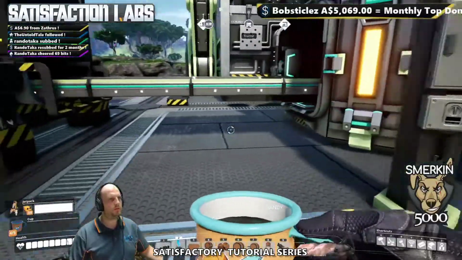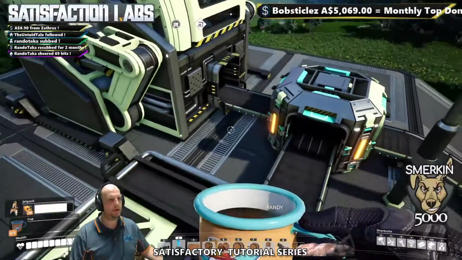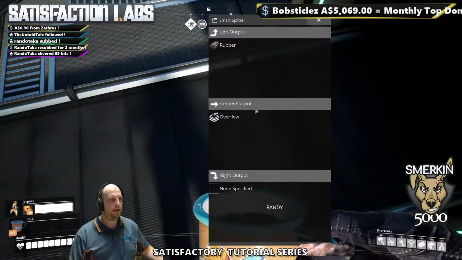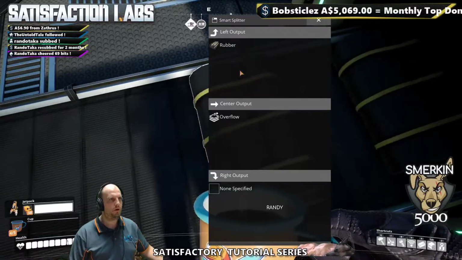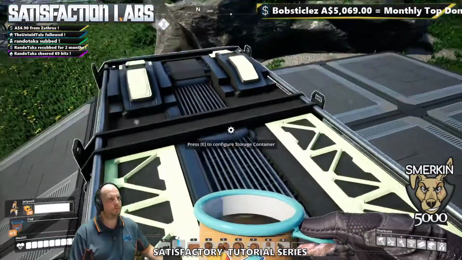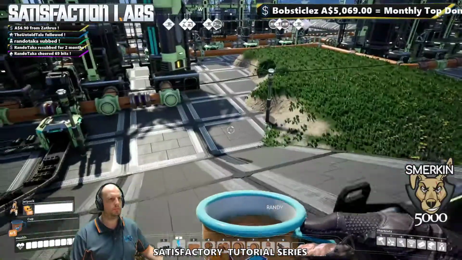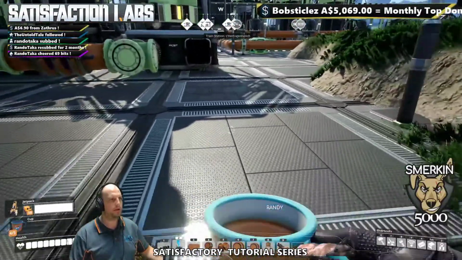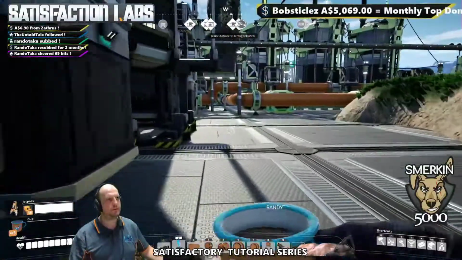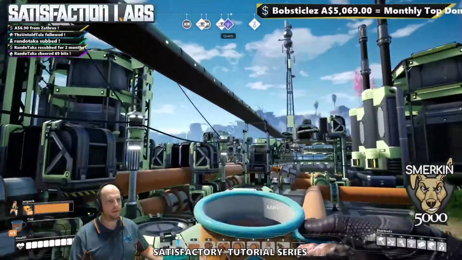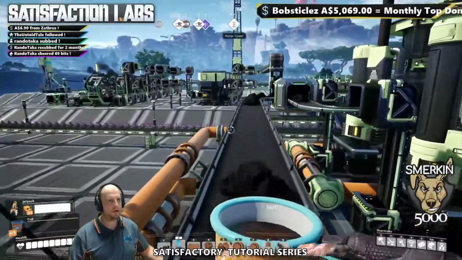So what I'm doing is I am using a smart splitter here that has the center as overflow and the left is rubber. So we might as well collect the rubber until this box is full. After that, we'll sink it. The next part of the process is the coke. This is the coke we needed. This is heading up and heading over here.